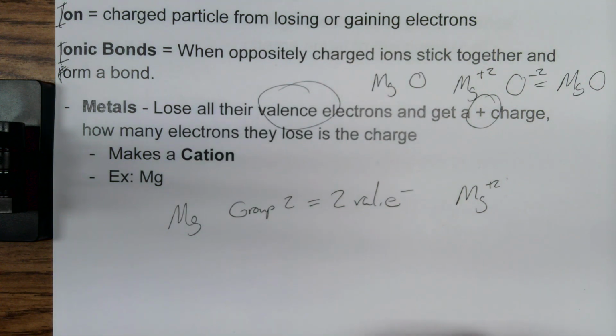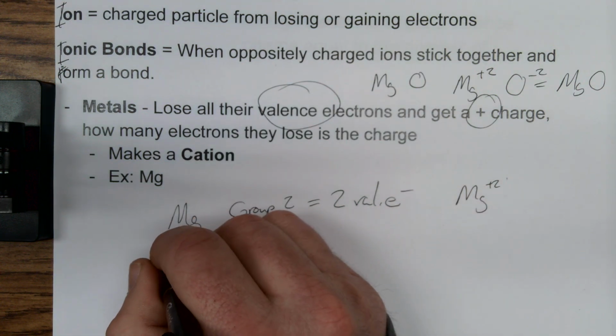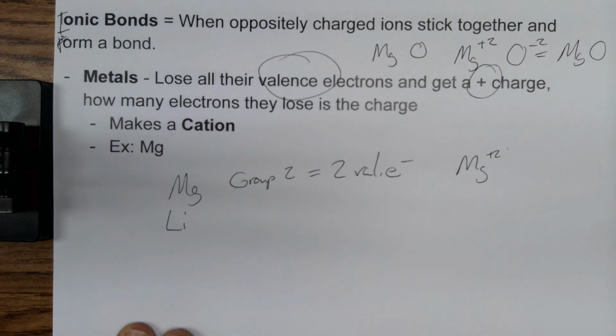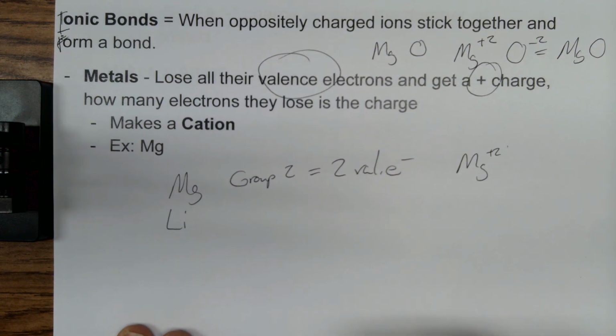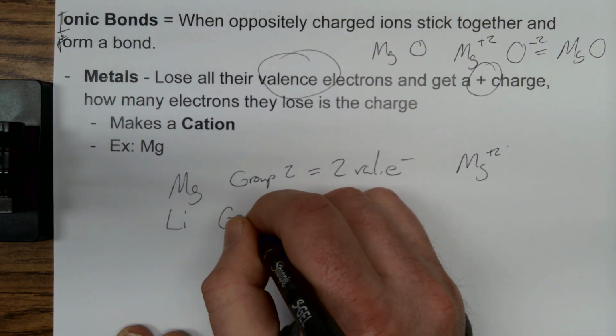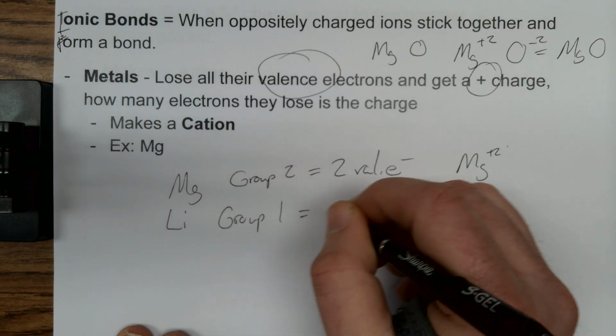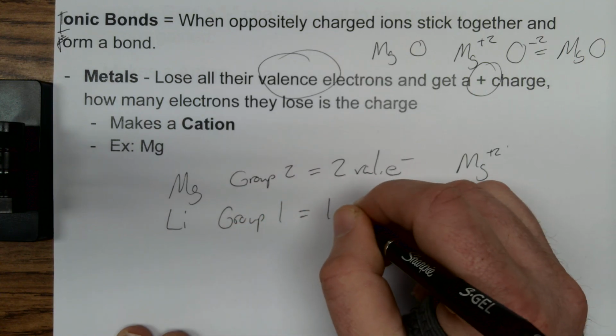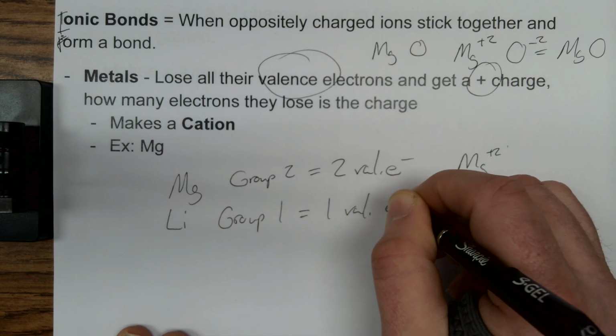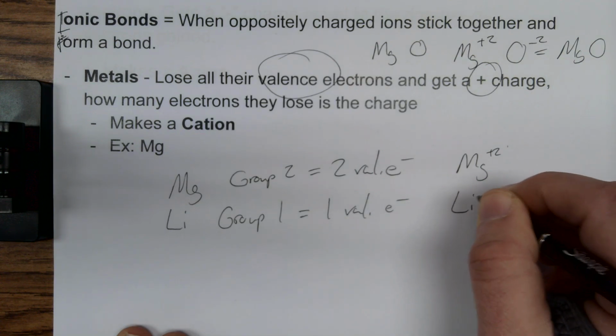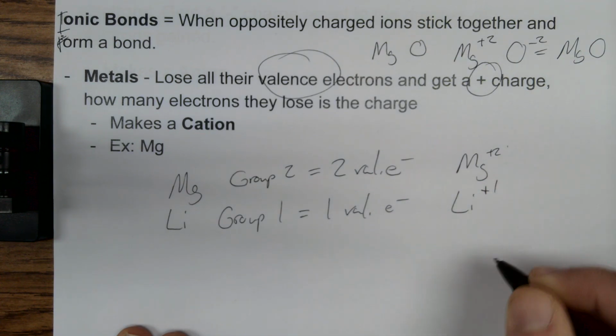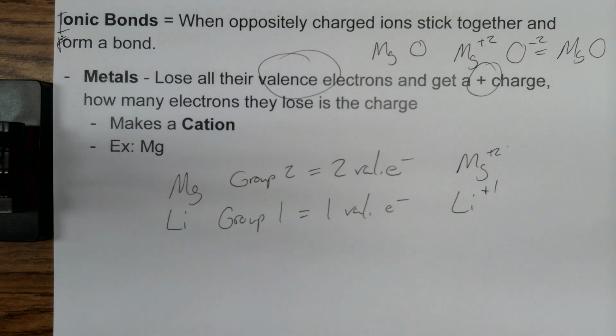If I look at lithium, the top of my alkali metals, that's in group 1. So it has 1 valence electron, and it's going to lose that to form Li+1. But whenever I see that plus, I'm thinking cation.